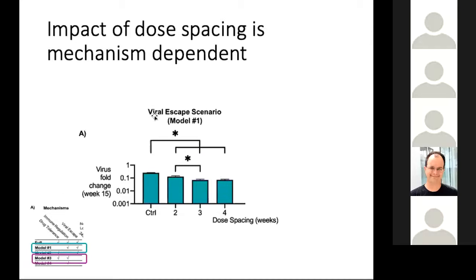And you see that in model number 1, which has viral escape and immune regulation, we do see a statistically significant, but not a very strong, reduction in the overall viral load at the end of treatment. So it does suggest that dose spacing can help in this case.